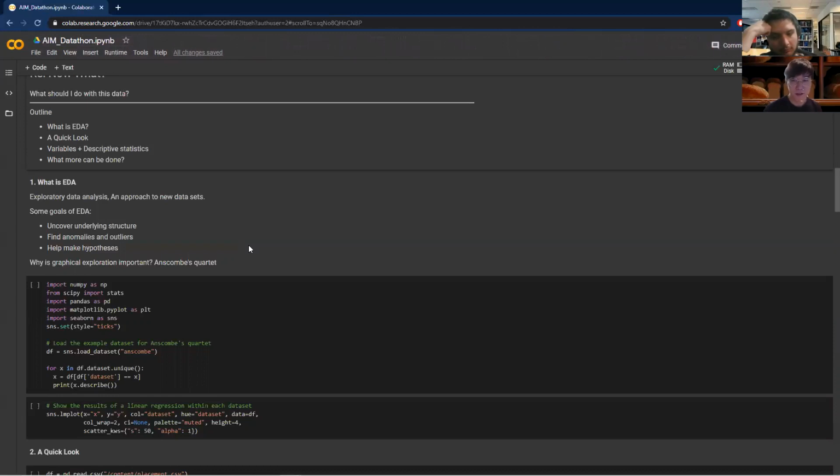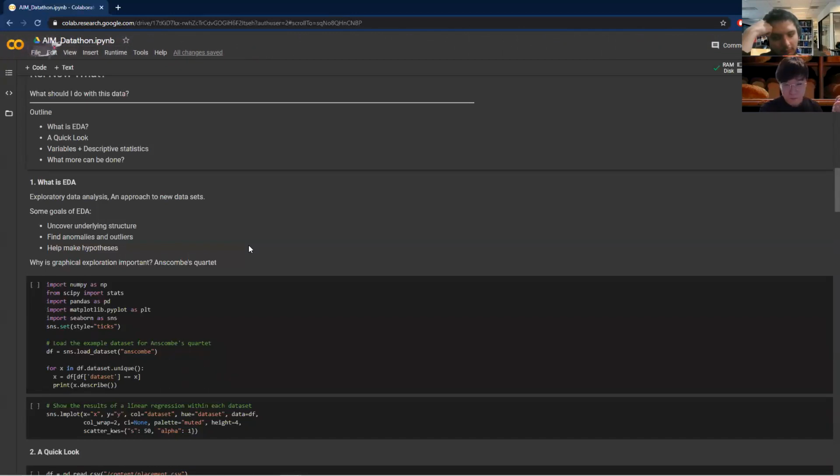Another thing that's useful about EDA is that you can figure out if the data set has any problems. It won't figure out all the problems, but it will help find the easy to see problems that have been made with the data set.